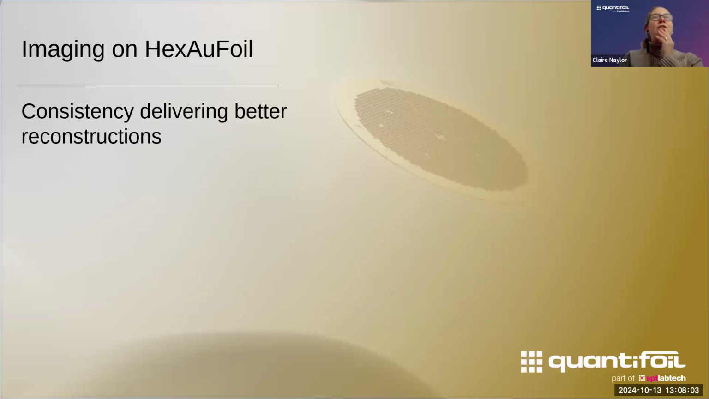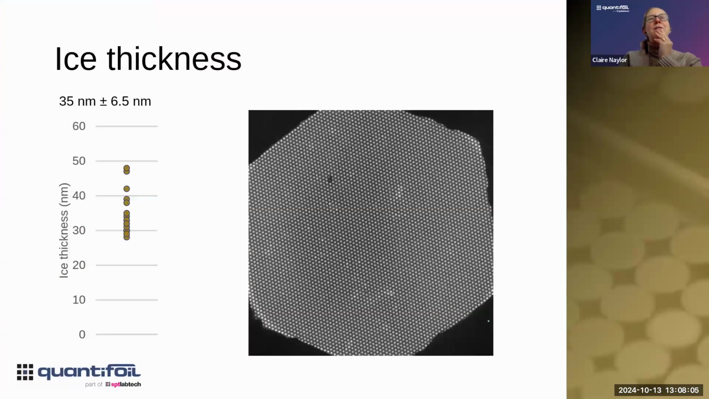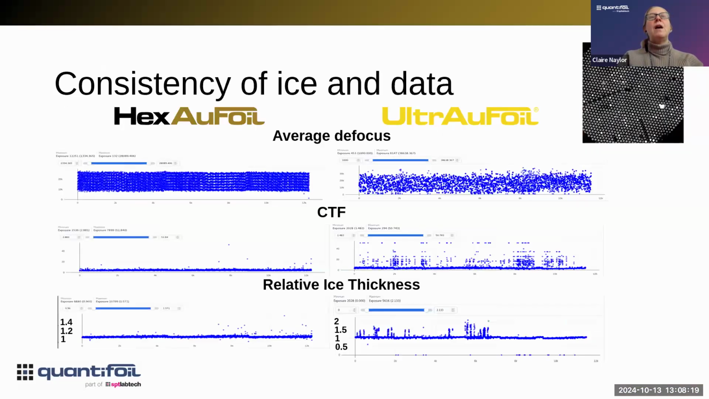Okay, so I've just given myself just about enough time. There you go. If you've got a hole, you can hardly see the ice is there because it's so flat. You've got 35 nanometer ice, plus or minus 6.5 nanometers, across the whole grid. So you can really use every hole on your grid. On the left you have HexAuFoil, on the right you have UltrAuFoil. It means that you have very, very consistent ice.